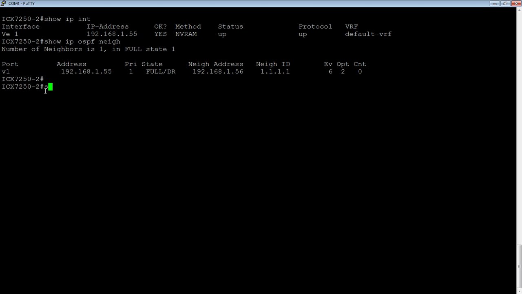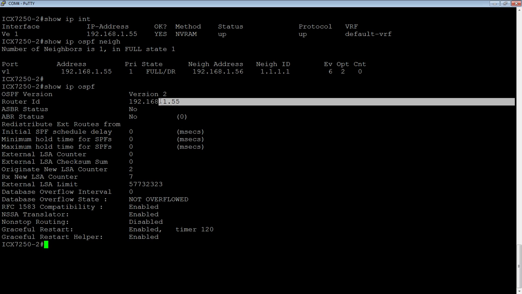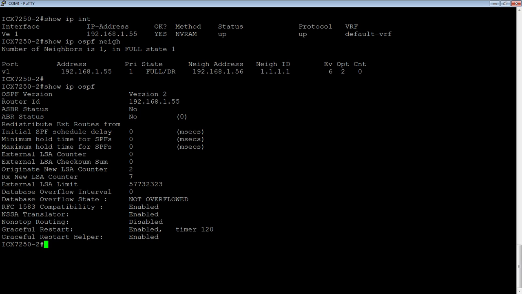So if I do a show IP OSPF, we can see what my current router ID is. So it's 192.168.1.55. And so the hierarchy for router ID is, if there is a router ID manually configured with the IP router ID command, it always takes precedence. If there is no router ID command configured, then it will use the IP of the lowest loopback on the device. If there's no loopback on the device, then it will use the lowest IP address on the device, which is what it's doing right now. So it's using 192.168.1.55 because there's no loopbacks and because there's no router ID.